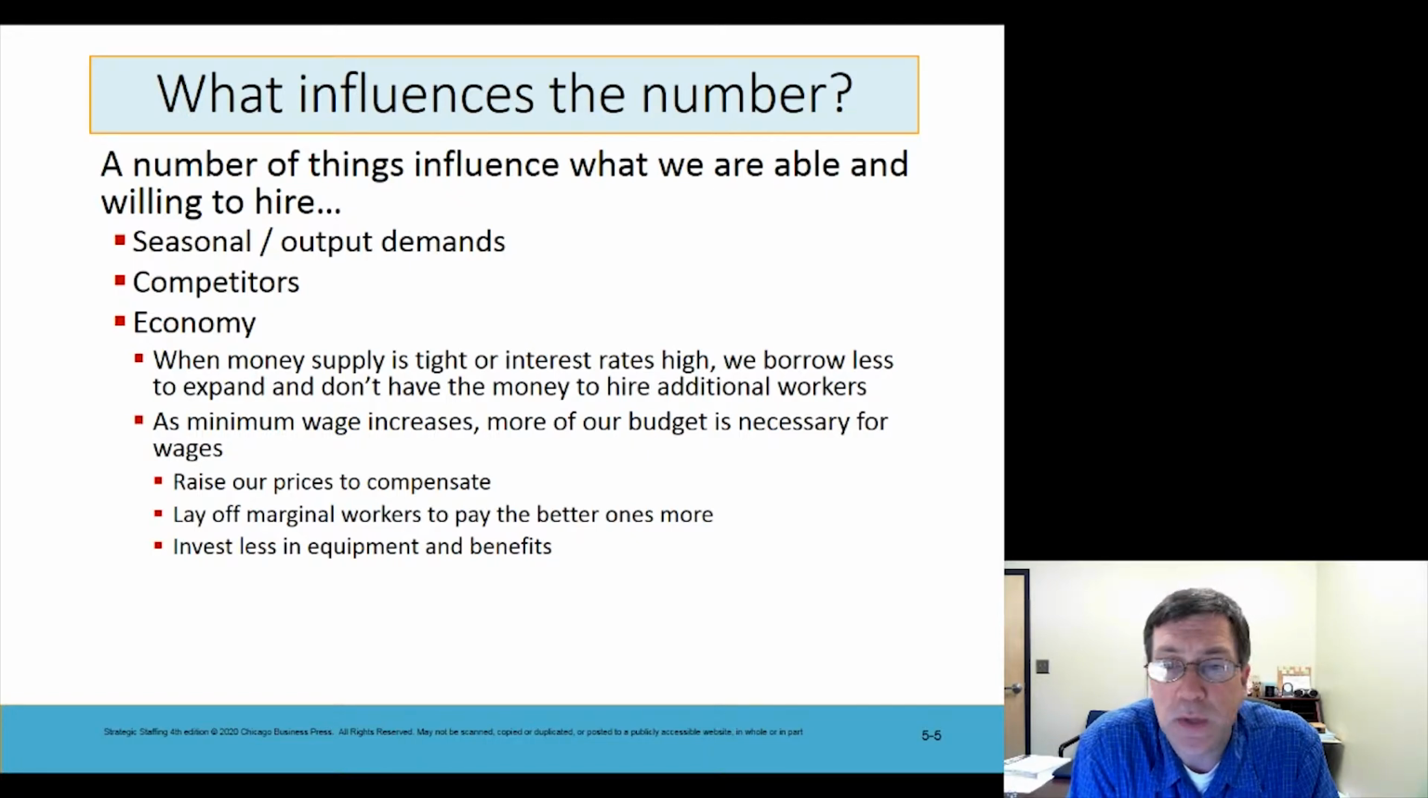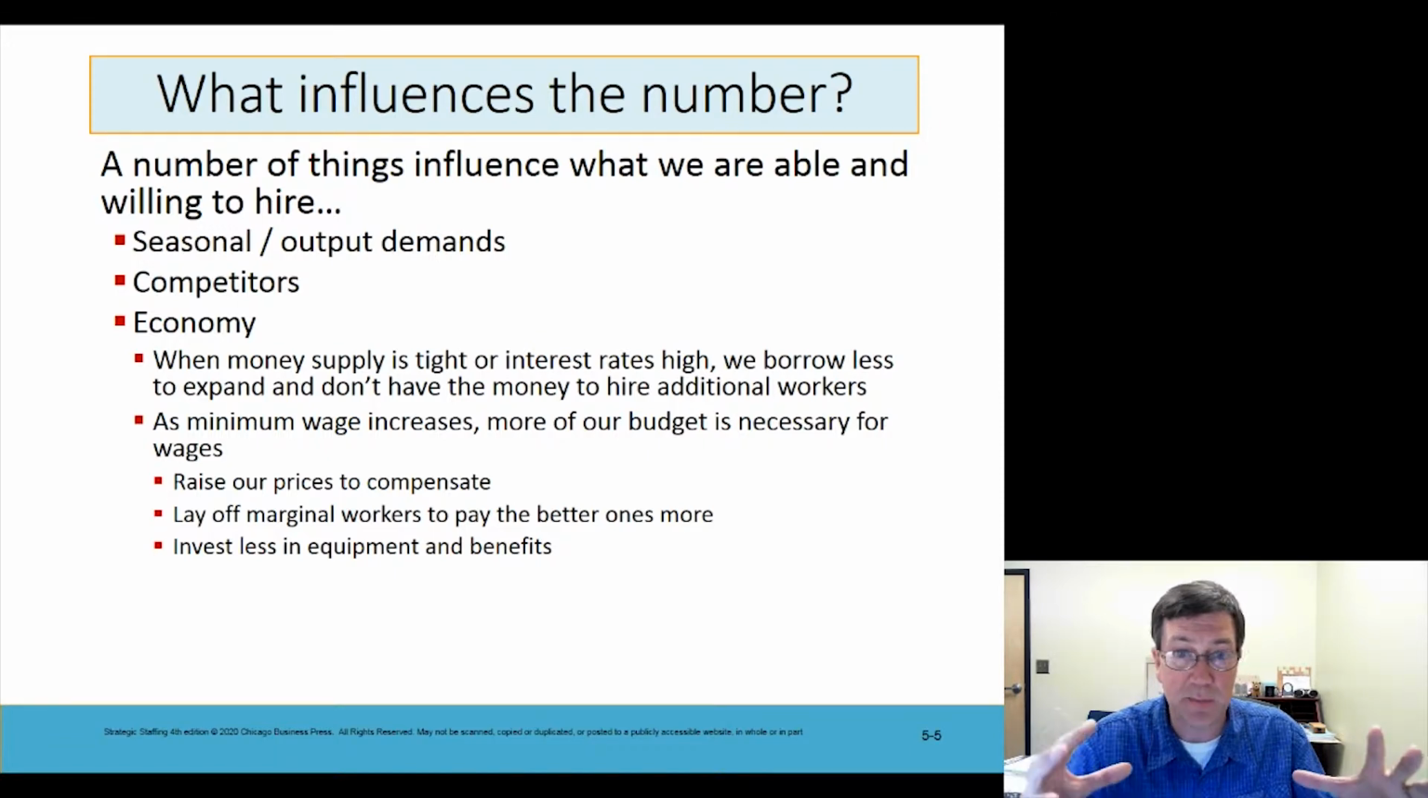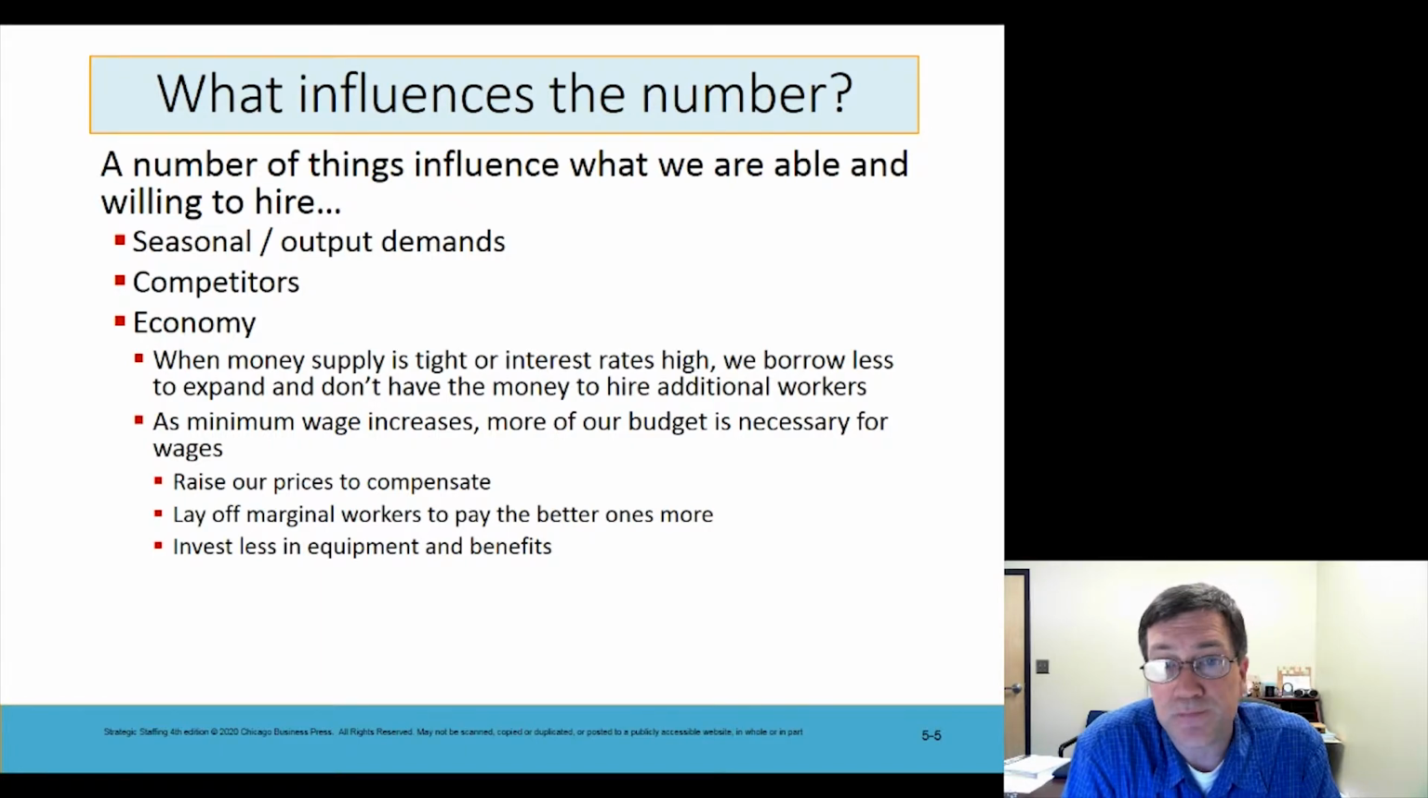We can hire people. When interest rates are high and we have to borrow money, we may not borrow as much because we don't want to pay the interest on that money. As minimum wage increases, if I have to pay somebody $7.25 an hour, I can hire so many people. But if I have to suddenly pay people $10 an hour, remember that I've got a limited amount of money that I can spend on wages. I may have $100 a week I can spend on wages, and I can either hire one person to work 10 hours, or I can hire 10 people to work 1 hour.